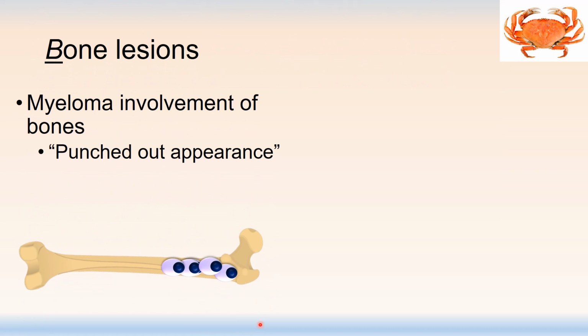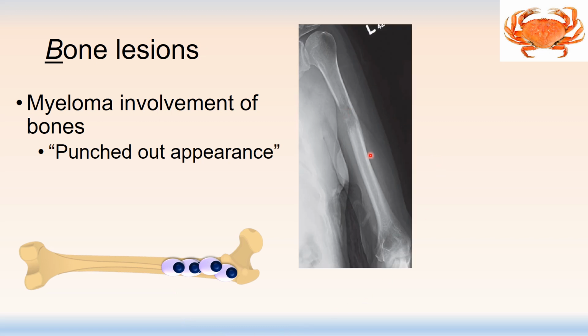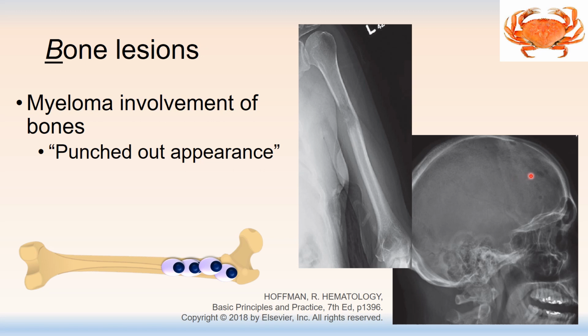Finally, we have the B, bone lesions. When myeloma involves bones, it's described as having a punched out appearance. It's very lytic. This is a very destructive process. In this radiograph, you can see a lytic lesion of the humerus in a patient with myeloma. Take a look at the punched out appearance of these multiple lesions in the cranium here on the right. This is classic of multiple myeloma. And again, this is where the word multiple came from because of these multiple lesions.